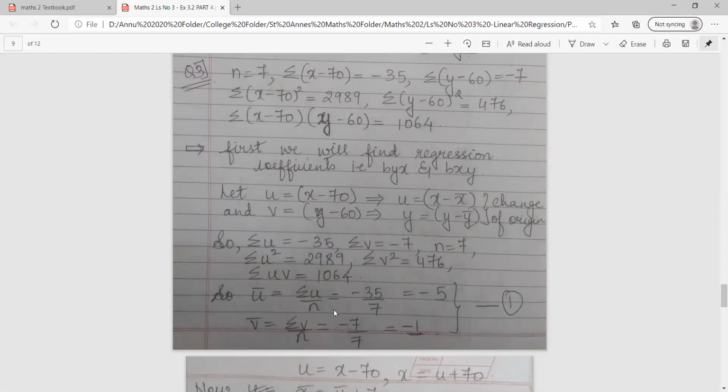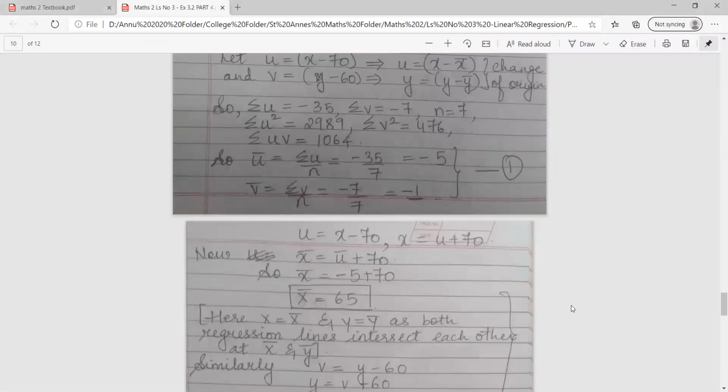So first we'll calculate u bar. u bar is equal to summation u upon n, which I got as minus 5. Summation v upon n, which I got as minus 1. Now class, when the sum was given in the table, it was easy for us to take x bar and y bar. Now please do not consider 70 and 60, because याद है हमें 70 और 60 कैसे मिलता था? By arranging the data in ascending order. फिर हम बीच के middle values उठाते थे. So that cannot be considered as our x bar and y bar.